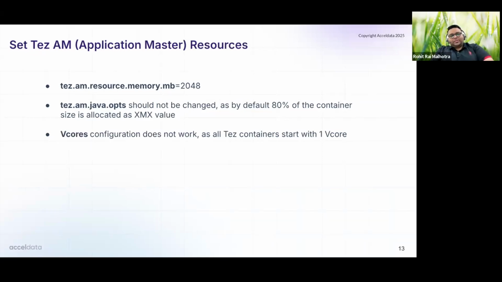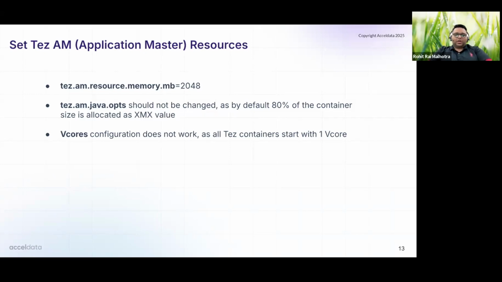Now, talking about the same kind of configuration for Tez AM, that is application master. Tez AM resource memory MB is the property. Usually it is 2 gigs, and I think 2 gigs is more than enough to handle most queries, even the complex queries. But sometimes we do see out of memory on the AM side. In those scenarios, this can be increased, but 2 GBs is more than enough for, I would say, 99% of the scenarios. Same goes here as well. Do not update the Java opts property. By default, 80% is taken up as the Xmx.